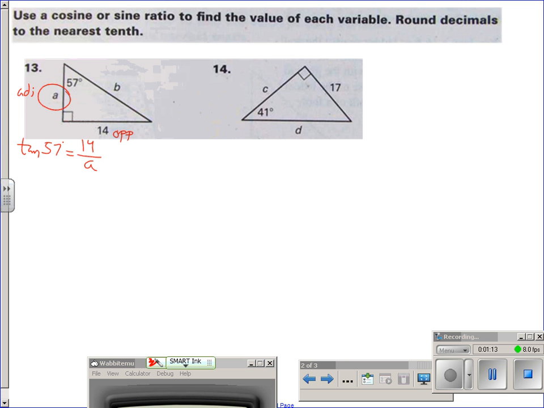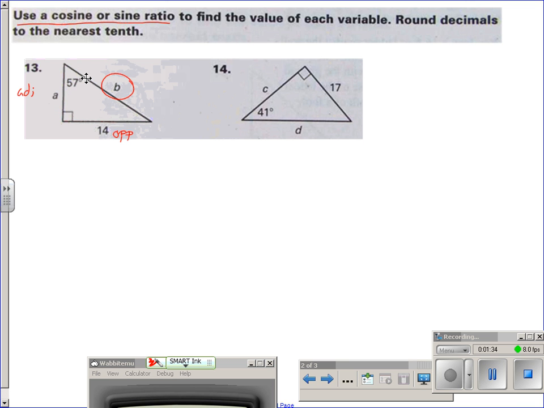Now, it really doesn't follow directions. It says use sine or cosine. So we could use it. It will work. It'll give us the right answer. But let's follow the directions. So in order to use sine or cosine, we can't find A first. So now let's find B.